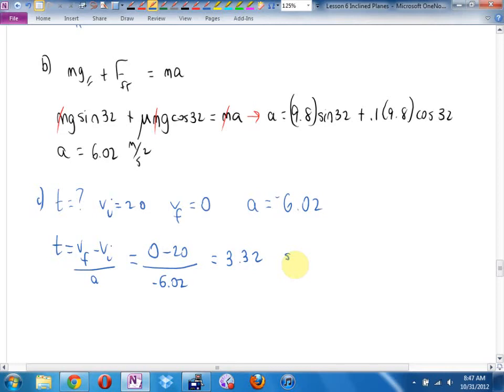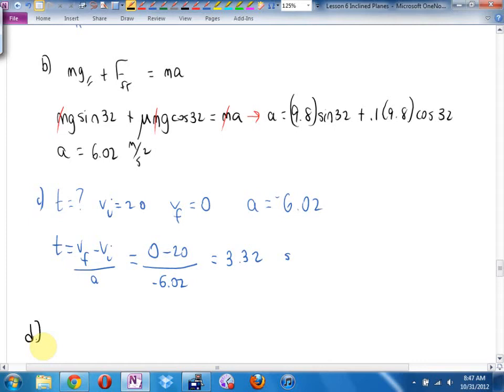So it's going to slide for almost 3.5 seconds, slowing down the whole time, and then come to a stop. I wonder how far it'll slide. That would make a good part D. Is that what I asked, part D? How far? Oh, sure. D. How far will it slide?